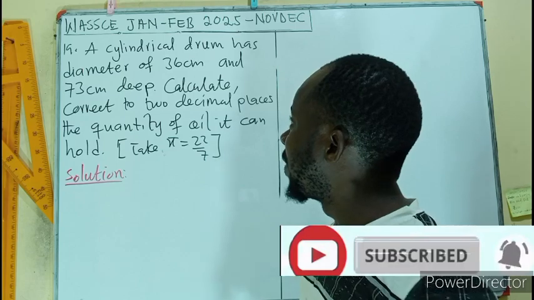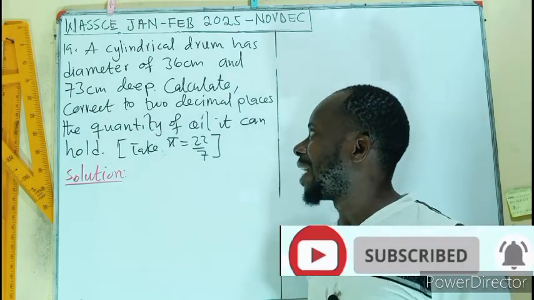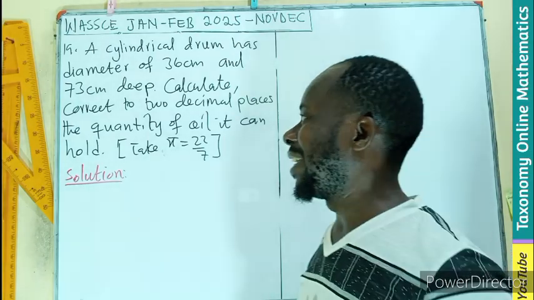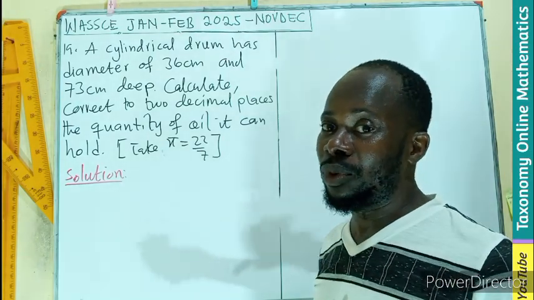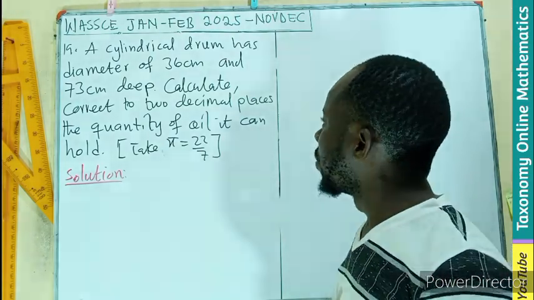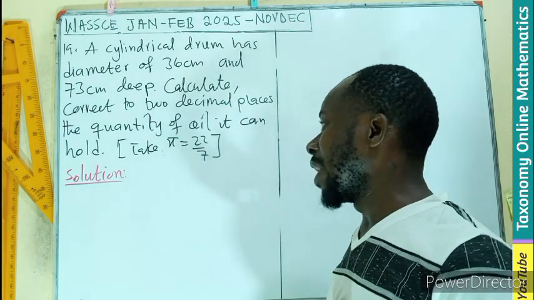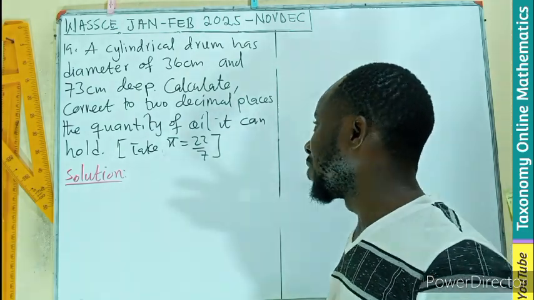Edition. So a cylindrical drum has a diameter of 36 and 73 centimeter deep. Simply put, the height. We have to calculate, correct to two decimal places, the quantity of oil it can hold.